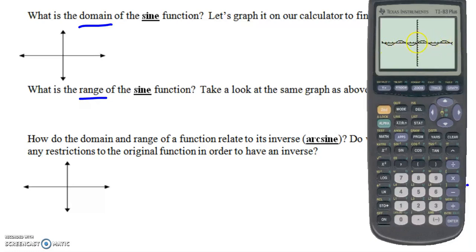That looks like it's centered at 0, 0, and it looks like the top value it's reaching is 1 and the bottom value it's reaching is -1. So it looks like to me that the domain of this would be all the way from left to right, or negative infinity to positive infinity, but it looks like my range is stuck between -1 and 1.